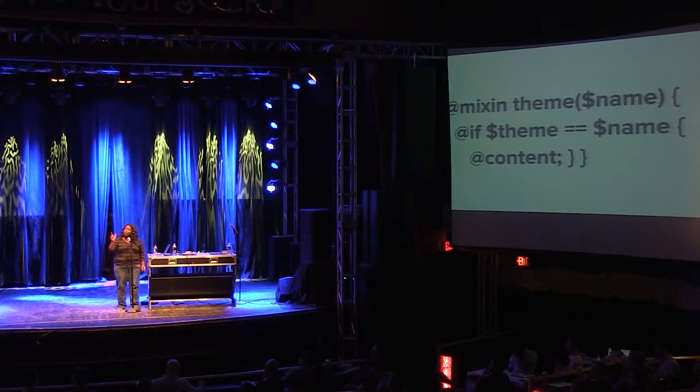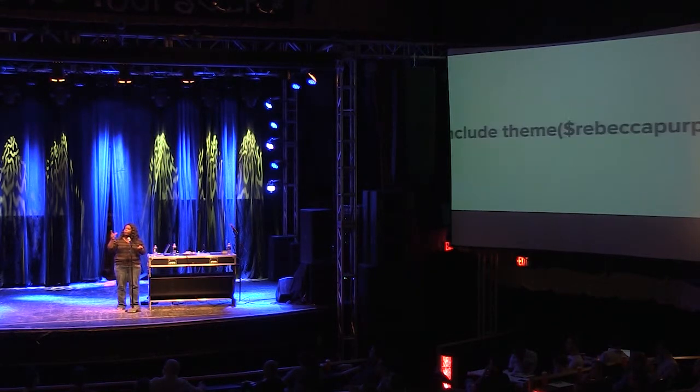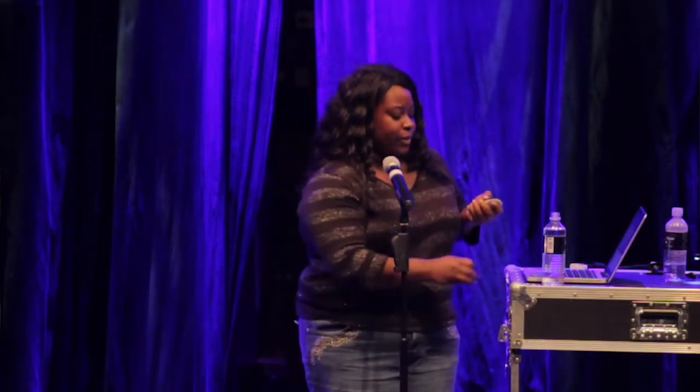If the variable theme is equal to whatever the name is, output the content for that particular theme. So let's say, for example, you have a theme called Rebecca Purple. You would set the variable to Rebecca Purple, and then once it finds it, you would include the theme Rebecca Purple inside of your module, and any styles it finds underneath that, it would include in your output as a Sass file or CSS file.